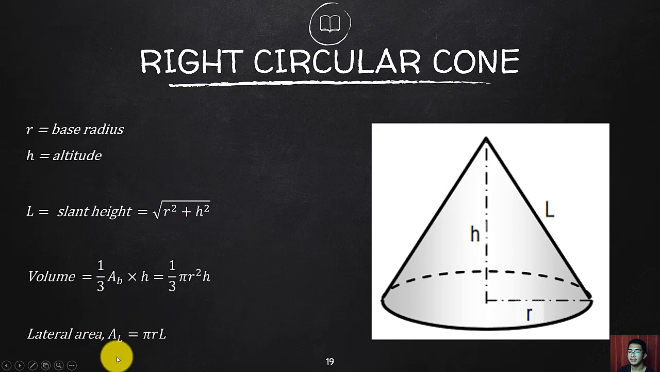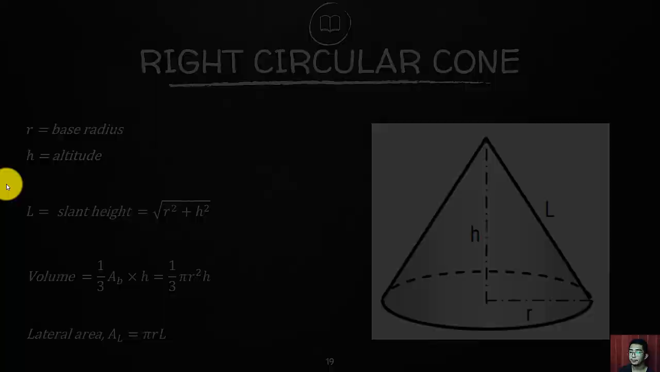The lateral area is given by pi r times the slant height. Okay, so these formulas are very easy to use. Remember, since there are a lot of them, this presentation can serve as your reference already. Okay.